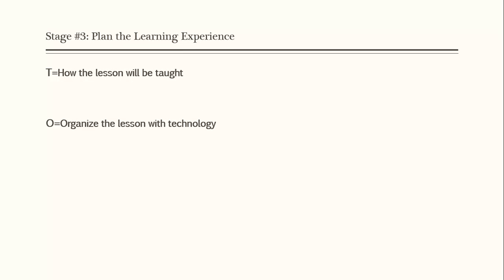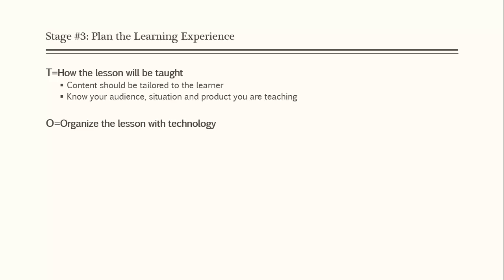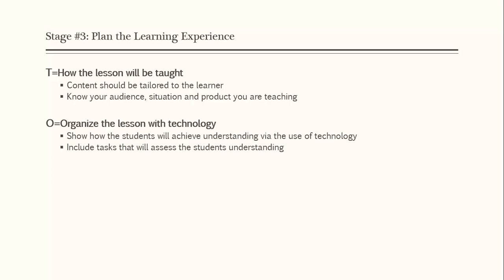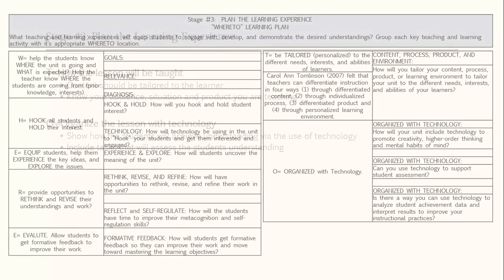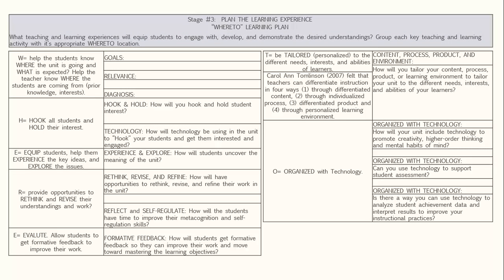The T in where to is how the lesson will be taught. Remember, content should be tailored to the learner. Know your audience, situation, and product you are teaching. O, organize the lesson with technology. Here you want to show how students will achieve understanding via the use of technology to include tasks that will assess the student's understanding. Stage 3, plan the learning experience, where to learning plan. This is an example of how you would want to organize the template.